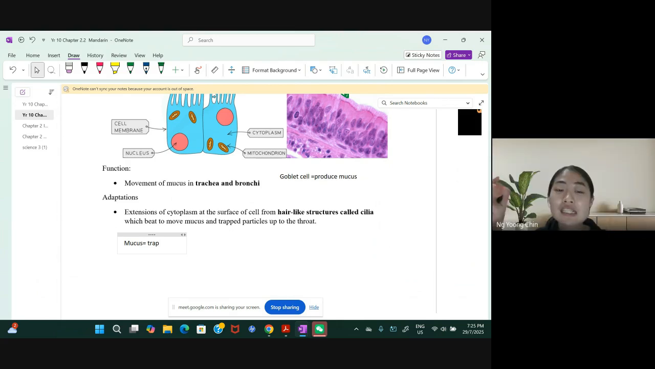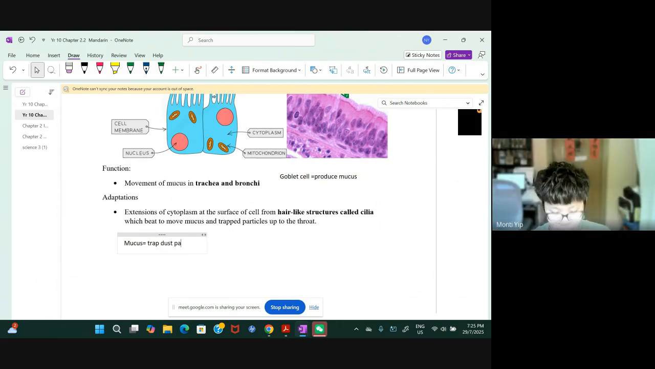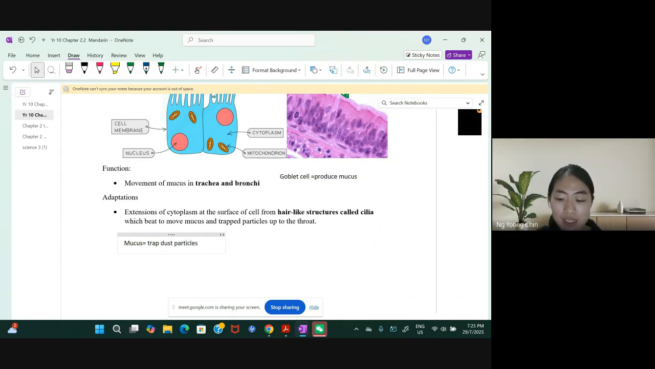So they're just acting like glue. They can trap all the dust, or the air impurity. So it's just a trap, okay? After they trap, they will be moved by the cilia. That means the mucus will be moved by cilia to be removed away through sneezing and coughing.